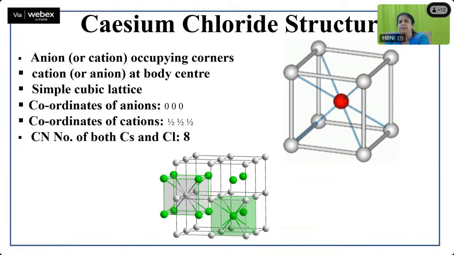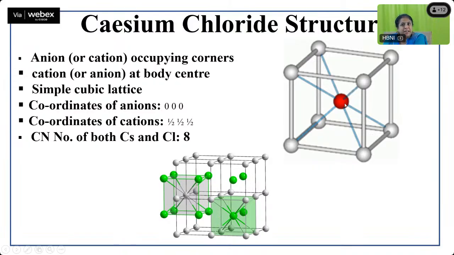Primitive means only one lattice point. Body center has two lattice points. Why are you calling it primitive? That is because we call a unit cell body center or face center or end center only if the atom that is present at the centered position, either it is body or face or edge, is same as the one that is occupying the corner. Then only we call it a centered lattice.